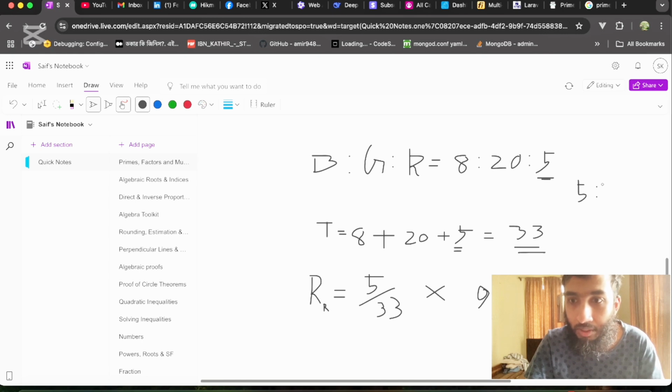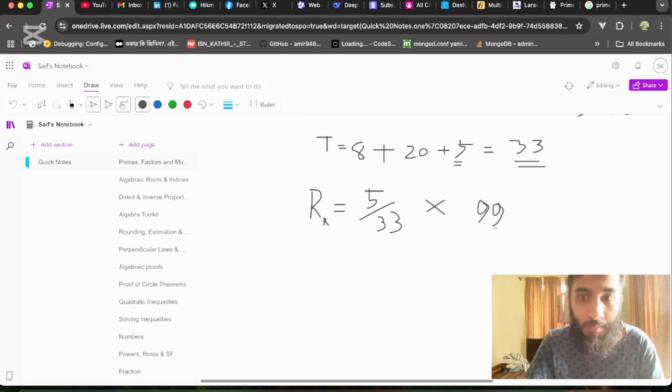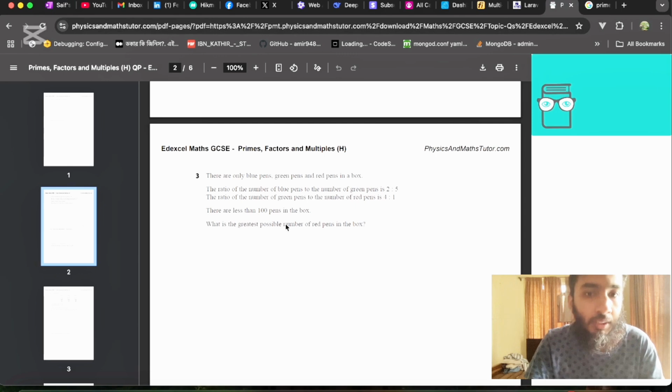So 5 is to 33, or 5 by 33, is the portion of red, and the maximum possible number is 99. So if I multiply 5 by 33 with 99, I get 5 into 3, which is 15. So the maximum possible number of red pens is 15 out of 99. So this is the greatest possible number of red pens in the box.